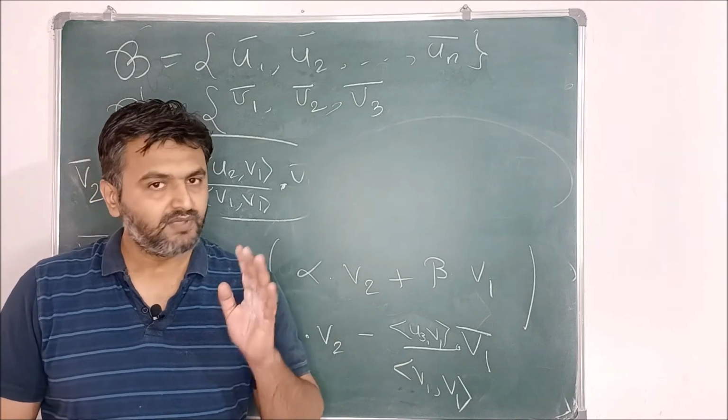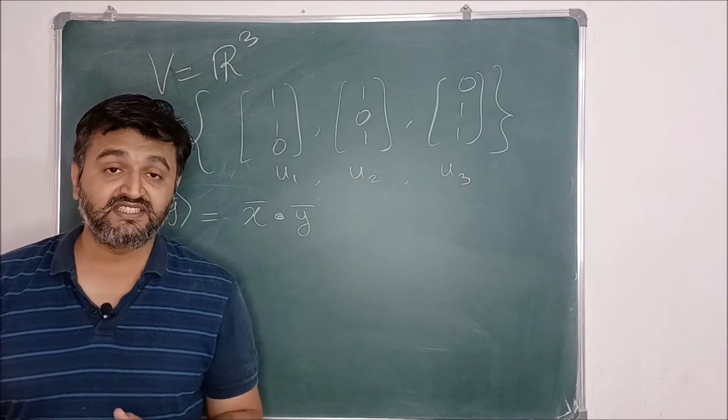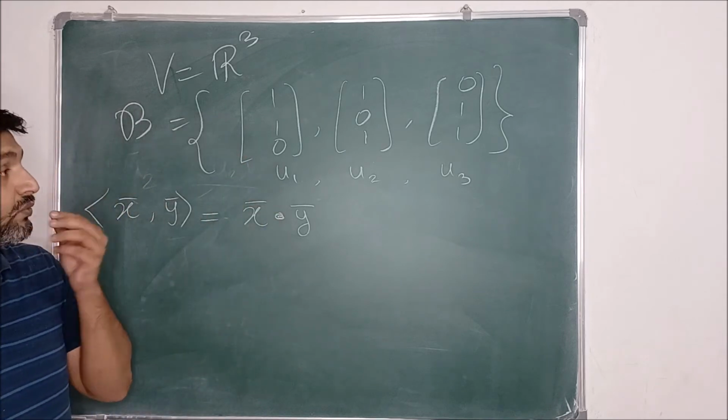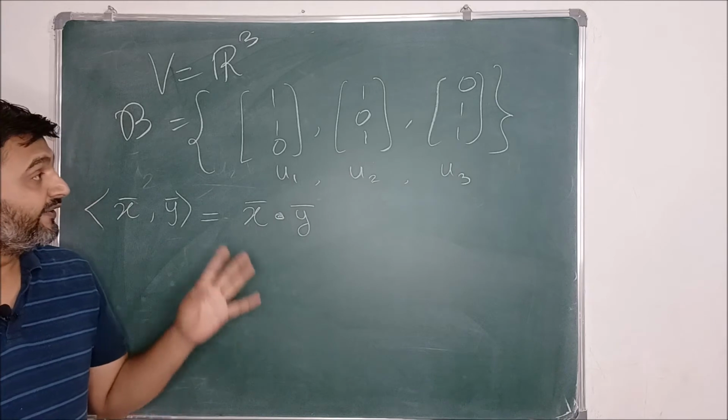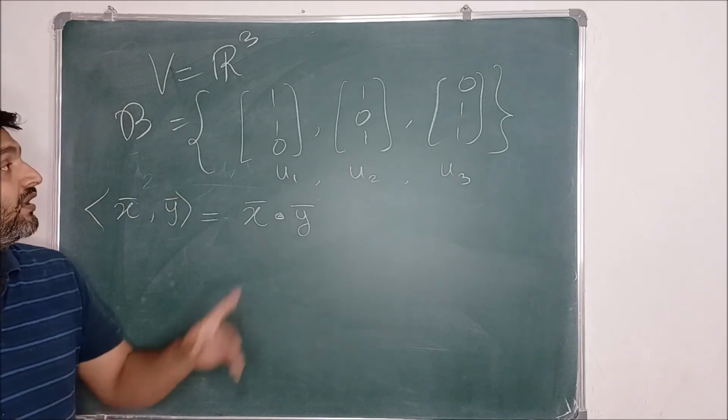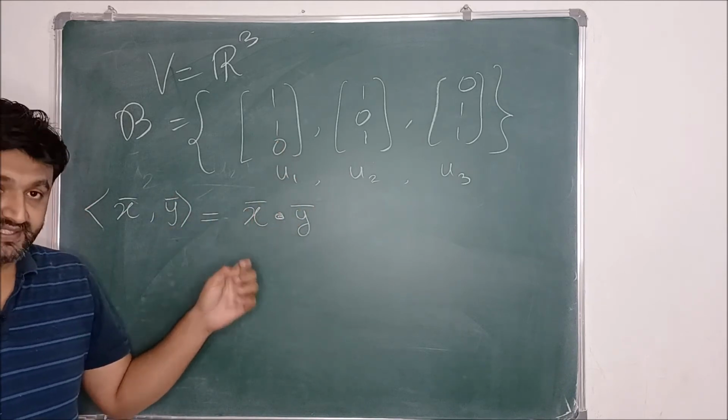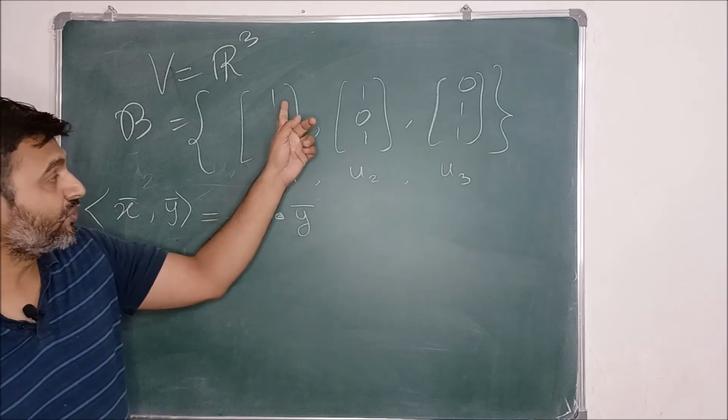Now let us go for some examples. Okay, now let's start with the simplest one. Let me take V equal to R3. Here I have u1, u2, u3, these three vectors. You can check that this is not an orthogonal set because I am taking the dot product as an inner product on R3. What is the dot product of these two?